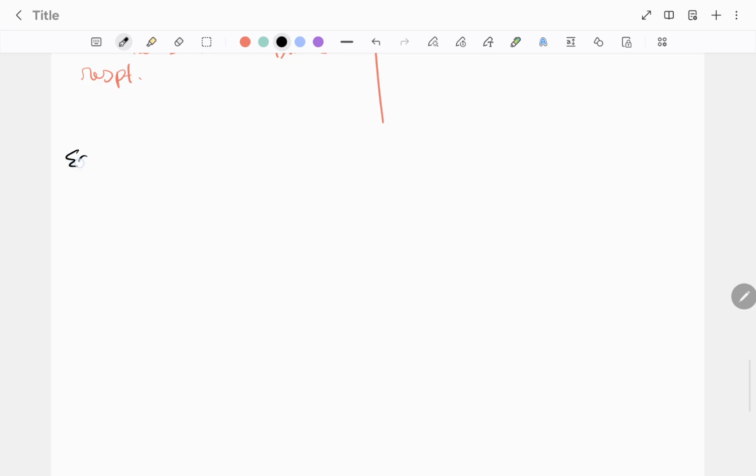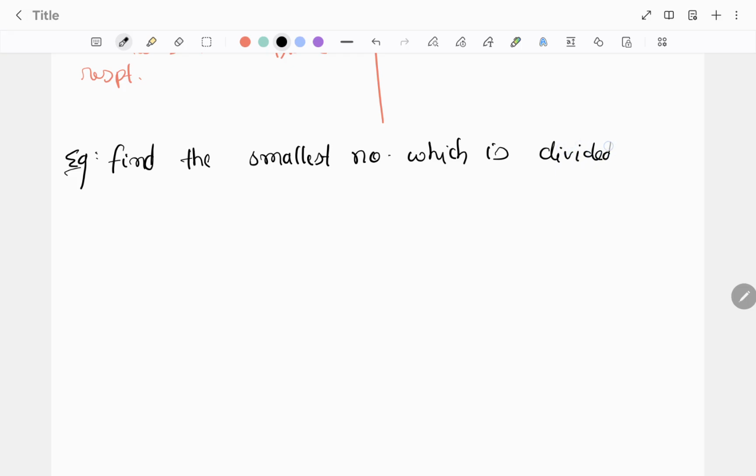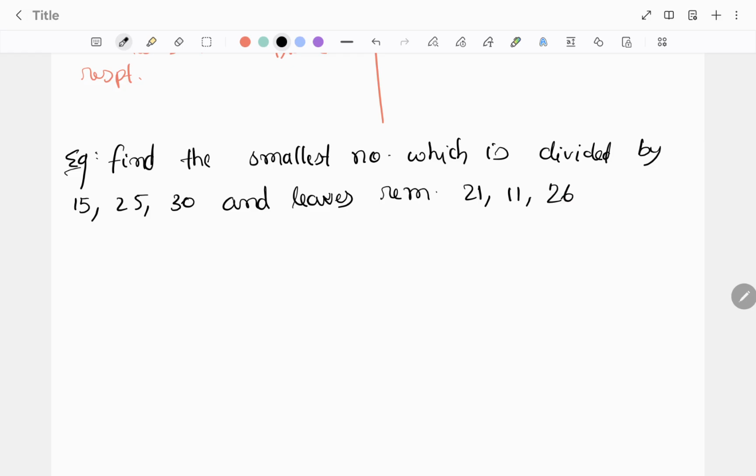First question, example. Find the smallest number which is divided by 15, 25, 30 and leaves remainders 11, 21, 26.